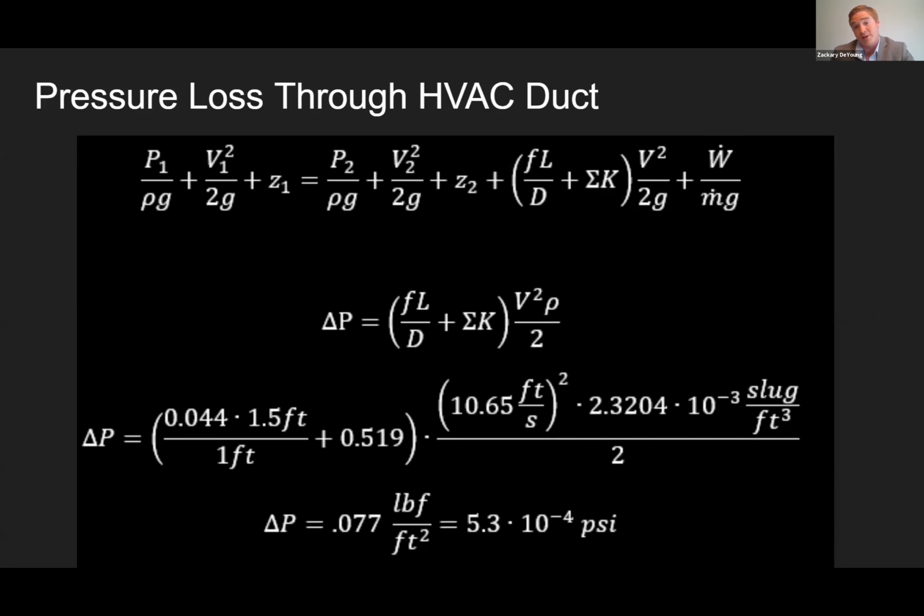With the preliminary calculations carried out, we can now rearrange the full energy equation to solve specifically for the pressure drop through the system. When we do this, we find that we yield a pressure drop of 0.077 pounds per feet squared, or an equivalence of 1/50,000th of a PSI. This confirms our initial assumption that the pressure drop through the HVAC duct would be minimal and would not affect our power savings.